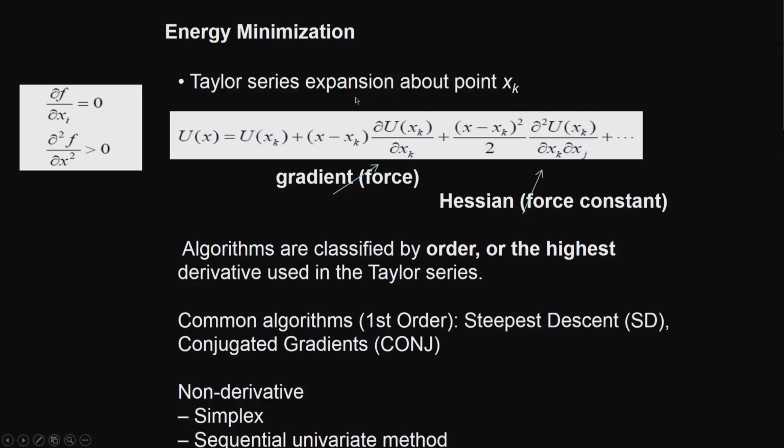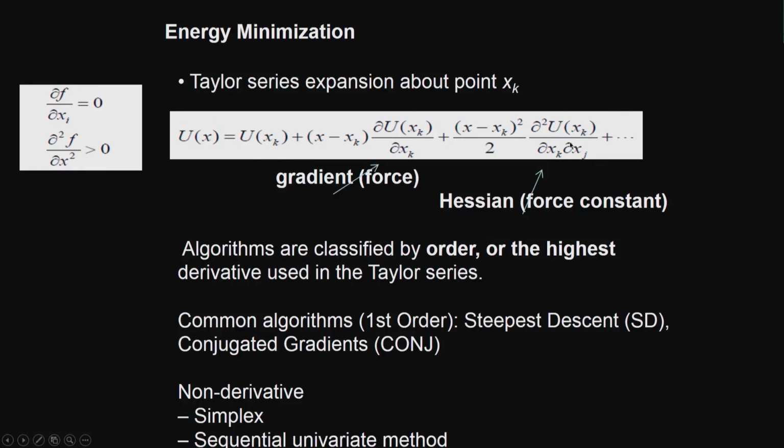What is this energy minimization? Let us look at it. Now you have to recall your calculus, which you must have studied long back in your first year UG engineering. If you look at the Taylor series expansion, if you want to expand the function U(x) at the point xk, how do we write? U(xk) plus (x minus xk) dU/dx, plus (x minus xk) squared by 2 factorial d²U/dx², and so on. This is called the gradient and this is called the Hessian.